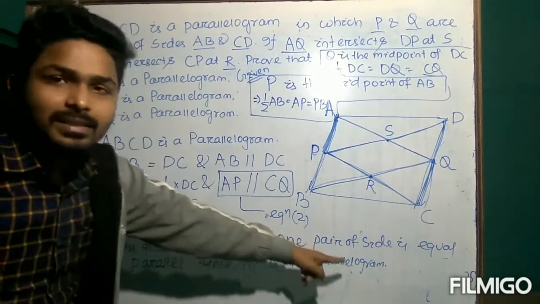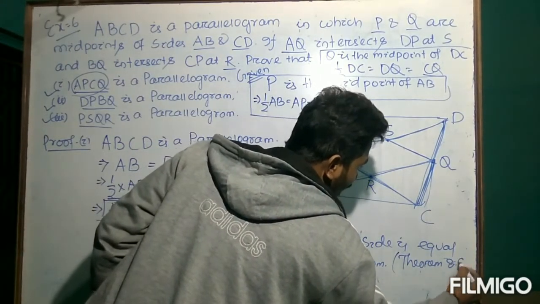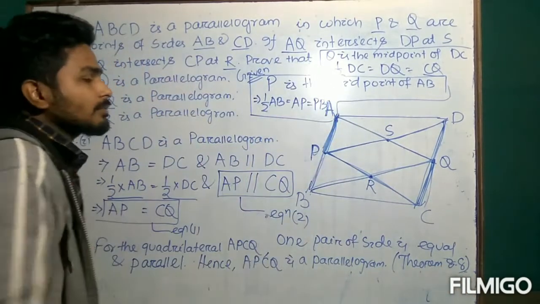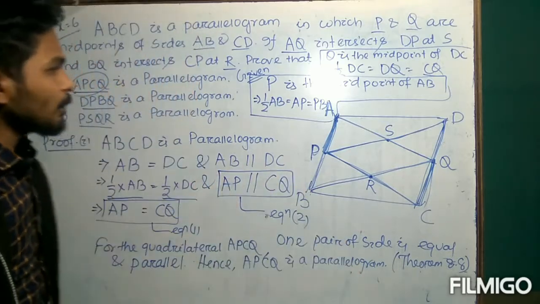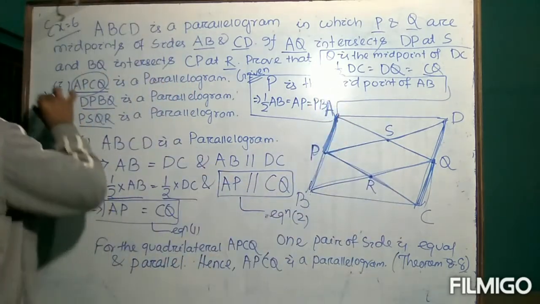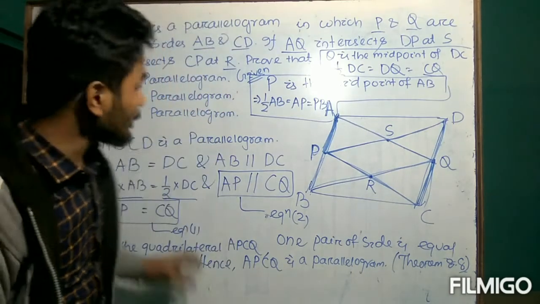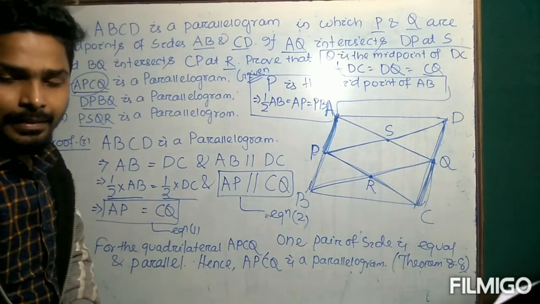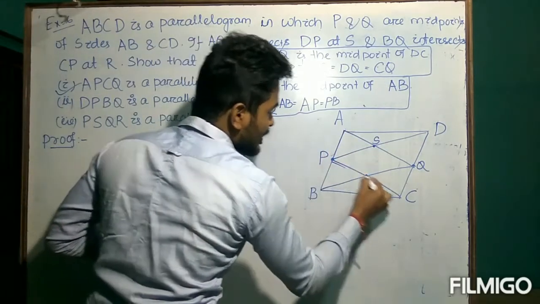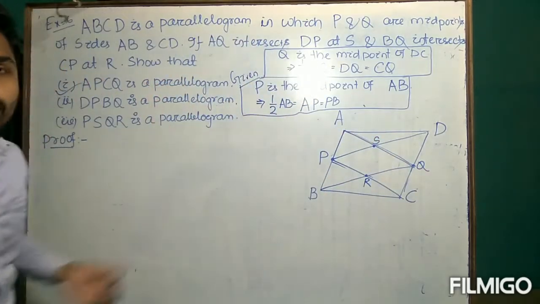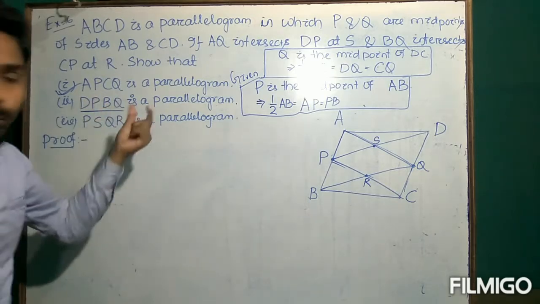Why have we written this? Because we know it from theorem number 8.8. If one pair of sides are equal and parallel, definitely it is a parallelogram. And here we have proved that APCQ is a parallelogram. Then this is done. We have proved the first statement. Let's move to the proof of the second statement. Now we are going to prove another statement, that is DPBQ.